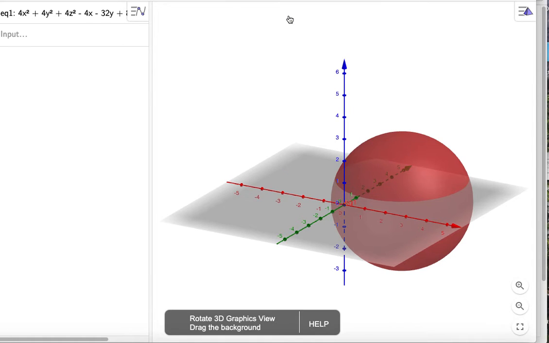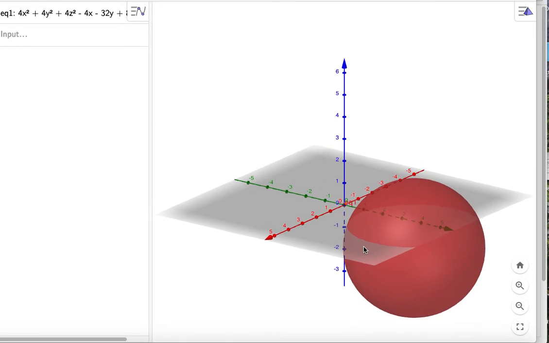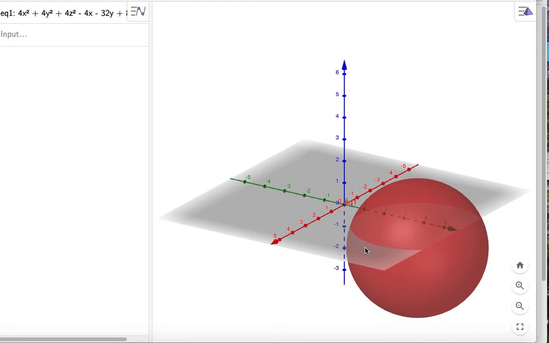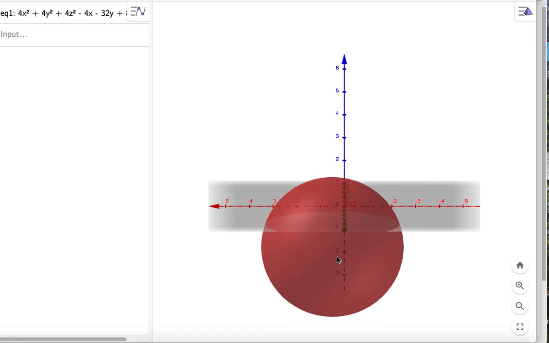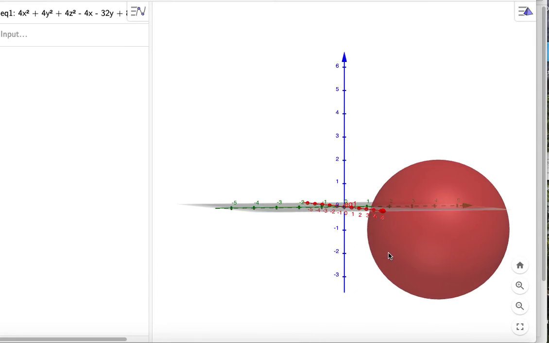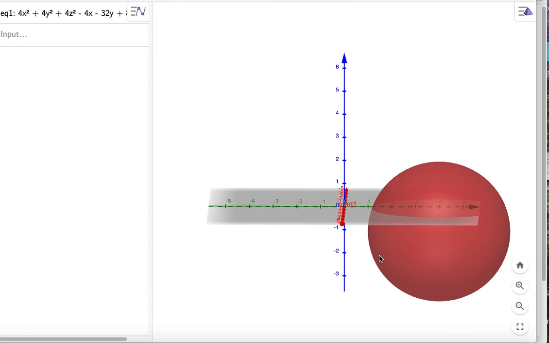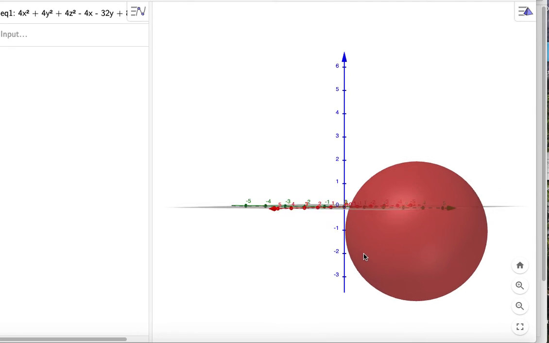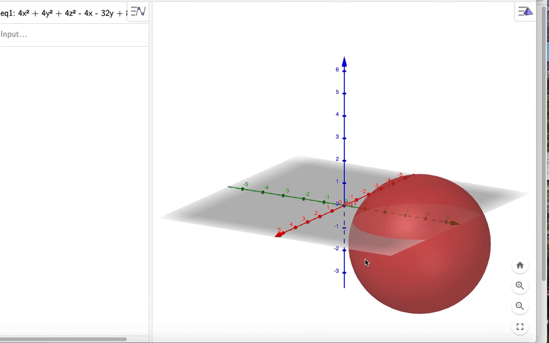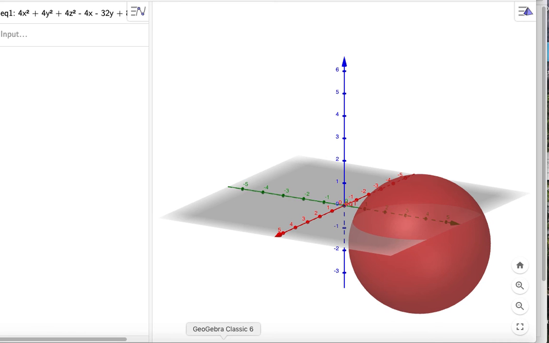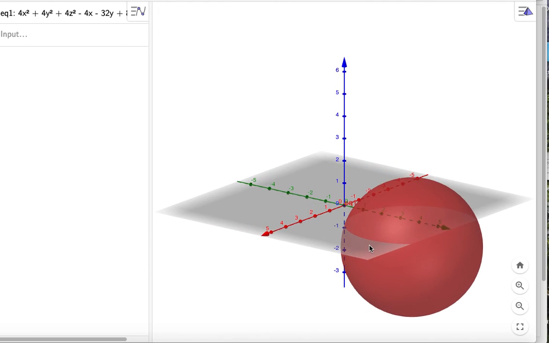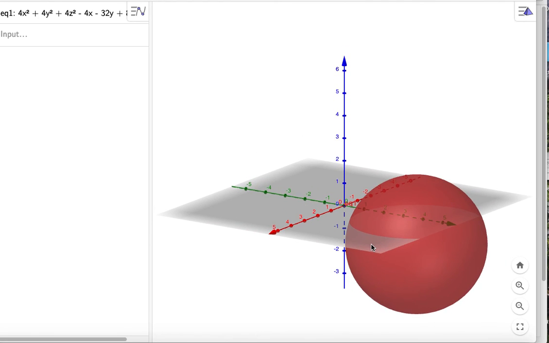Let's rotate it a little bit. That's the normal perspective where we're looking at the first octant. And so if you look, the center of this sphere is x equals 1/2, that looks about right. Y is equal to 4, and z was equal to, what was z equal to? Let's go back to my equation. Z was equal to negative 1. And the radius is 3. So there's the 3D view of what that looks like.